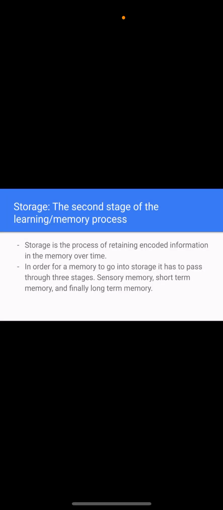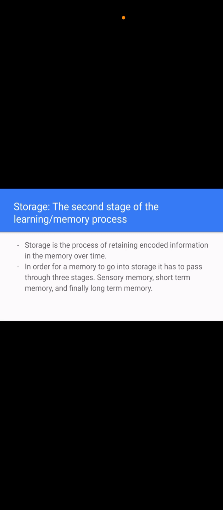Storage. This is the second stage of the learning and memory process. Storage is a process of retaining encoded information in the memory over time. In order for a memory to go into storage, it has to pass through 3 stages. Sensory memory. This is the brain's short-term storage of sensory information from the 5 senses.